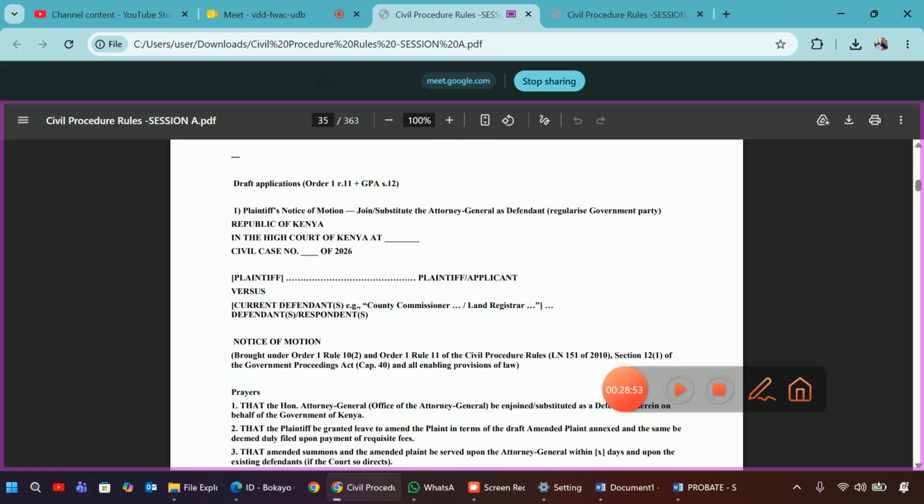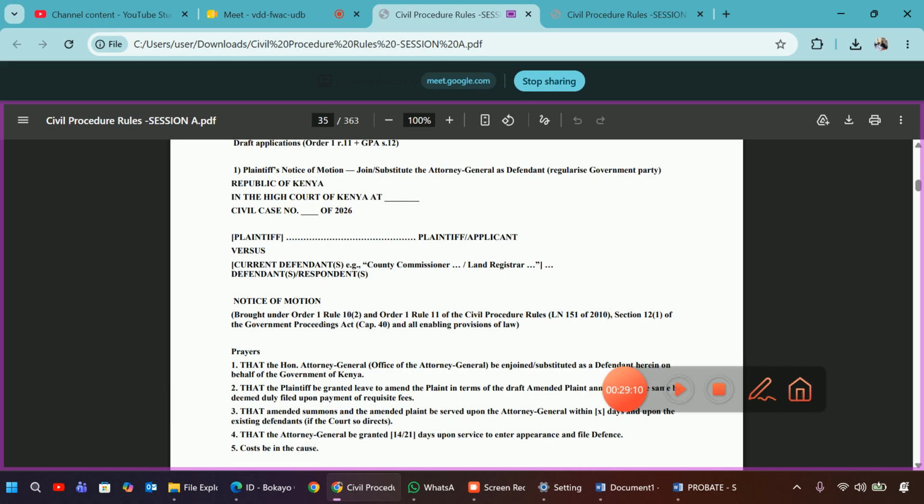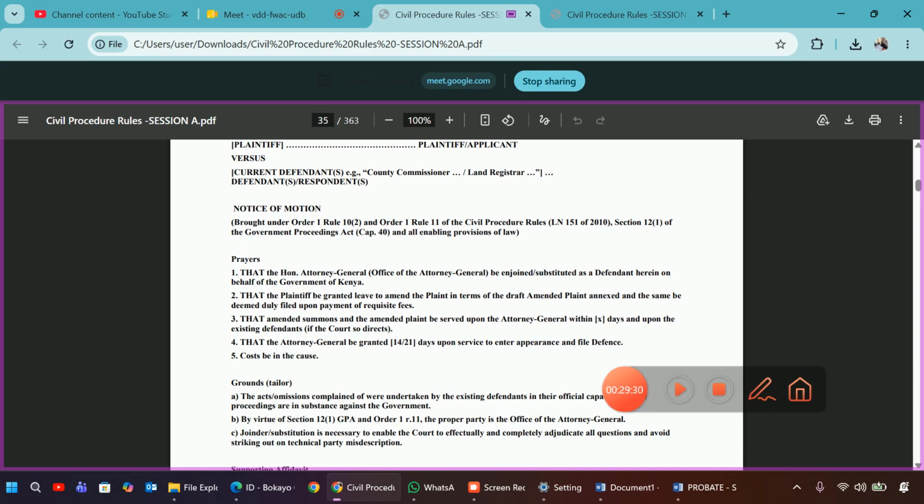What is the document to use whenever you want to join or substitute the Attorney General as a defendant, to regularize a government party? Look at the title clearly. The current defendant is the County Commissioner Land Registrar. Then the enabling provisions: a notice of motion brought under Order 1, Rule 10(2) and Order 1, Rule 11 of the Civil Procedure Rules, and Section 12(1) of the Government Proceedings Act, Cap 40 and all enabling provisions of the law, because you are bringing Section 12 to show that this entity, this person, forms part of the government. That can be a mark in that examiner's paper.